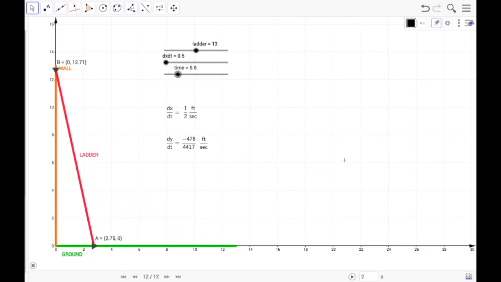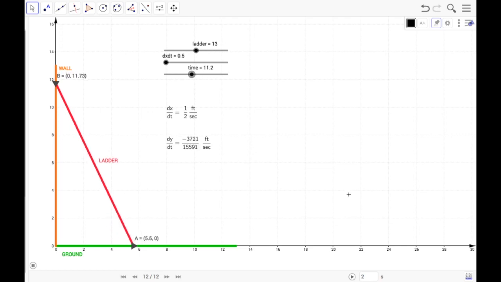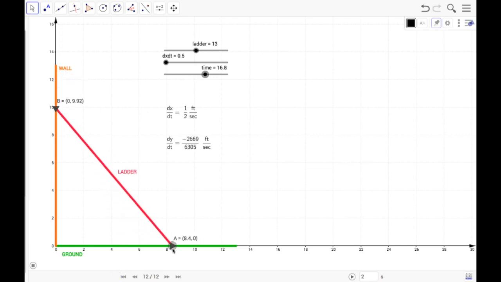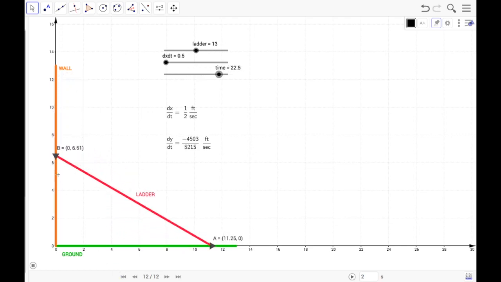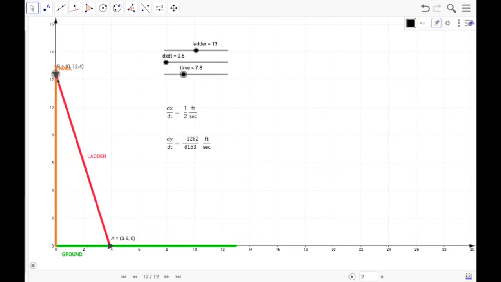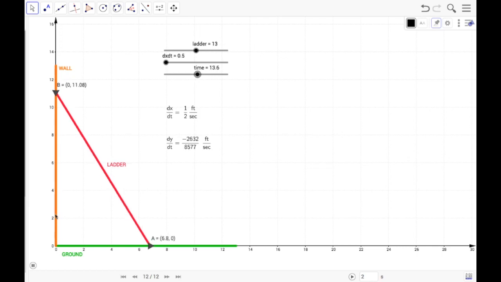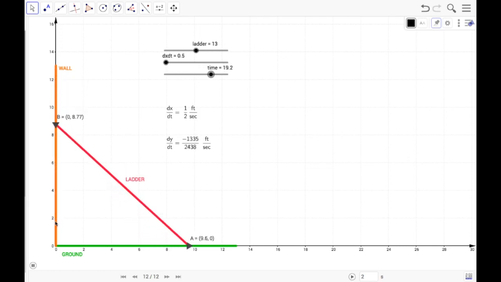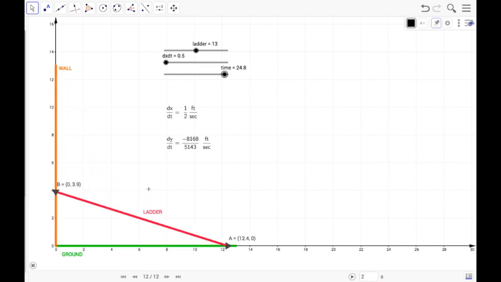Pretty cool. What I want you to notice as well, before we wrap up, is that the bottom is moving at a constant rate, and we see that the top is moving at an ever increasing rate. Really slow to start, but then it really starts to pick up speed, and like around here we see it pretty much slam into the ground.